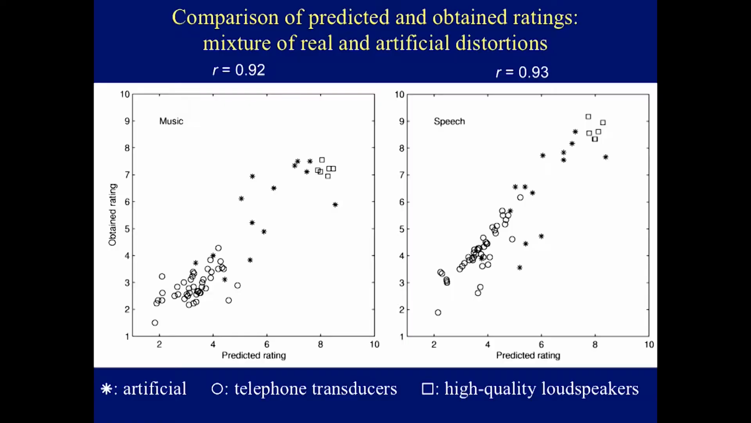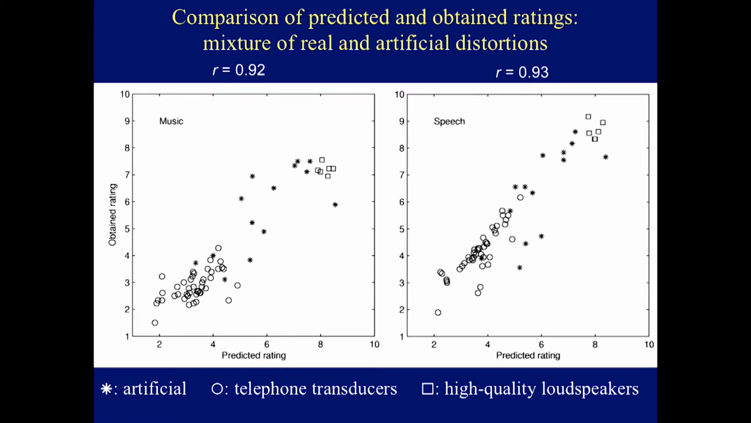But they all cluster together in a small group. They're not noticeably different from one another. But you can see that we're able to predict the effects of the linear distortions produced by these transducers. And again, we get pretty good correlations here.